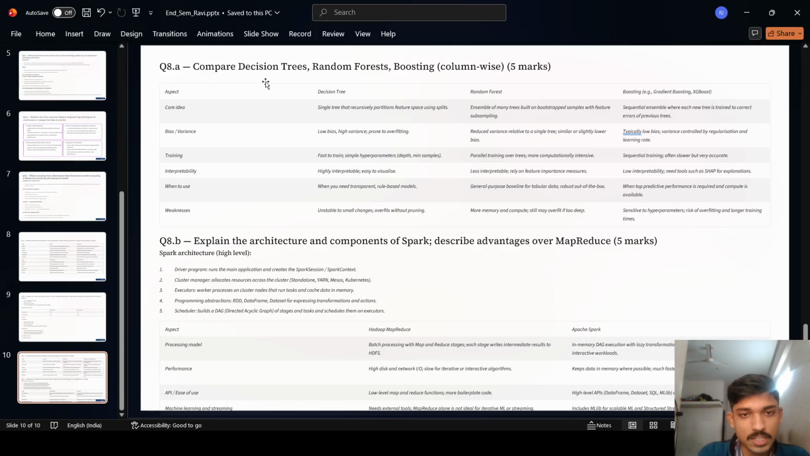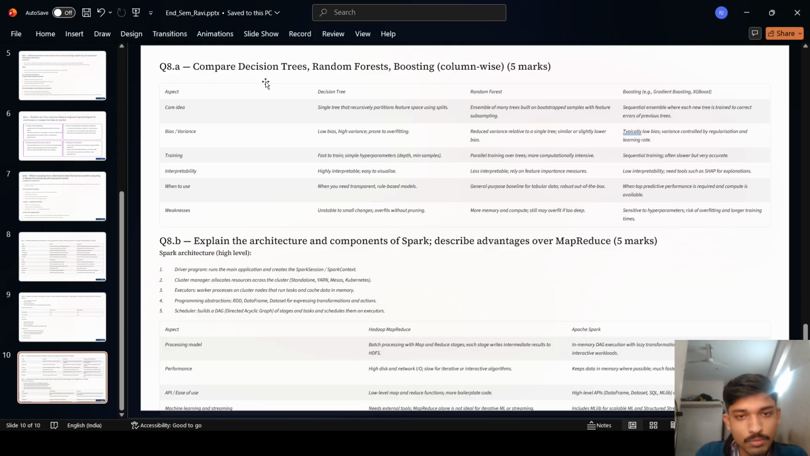The next aspect is training. Decision tree is fast to train, with simple hyperparameters like depth and minimum sample. Random forest trains trees in parallel, which is more computationally intensive. Boosting is sequential training, often slower but very accurate. Interpretability: decision tree is highly interpretable and easy to visualize. Random forest is less interpretable and relies on feature importance measures. Boosting is low in interpretability and needs tools such as SHAP for explanations.